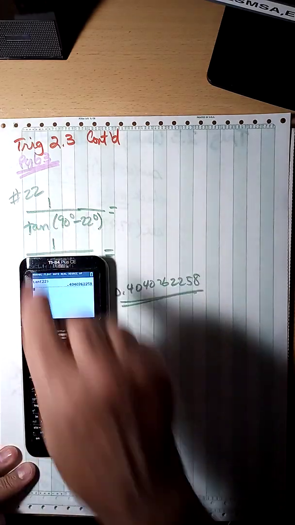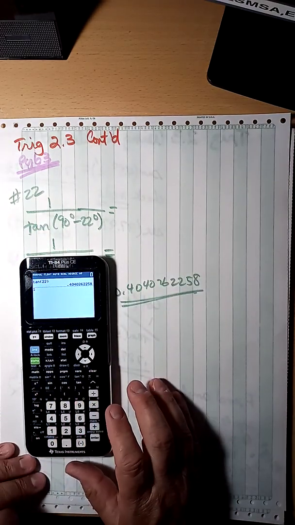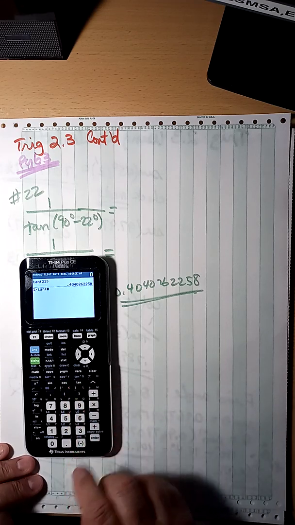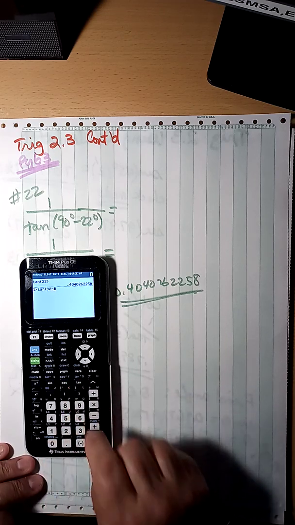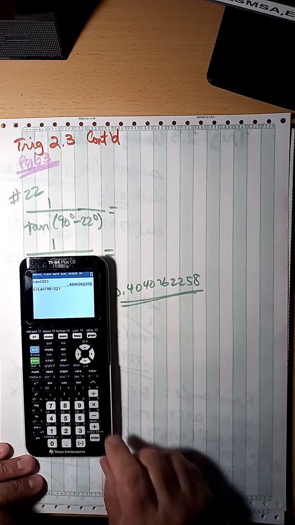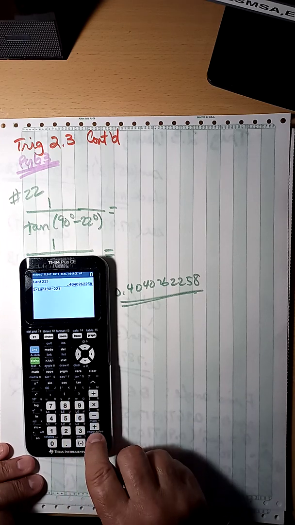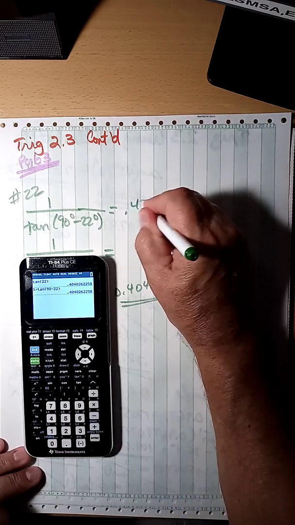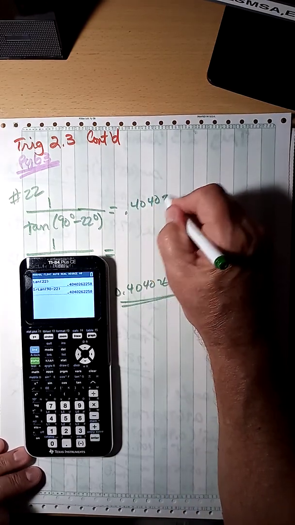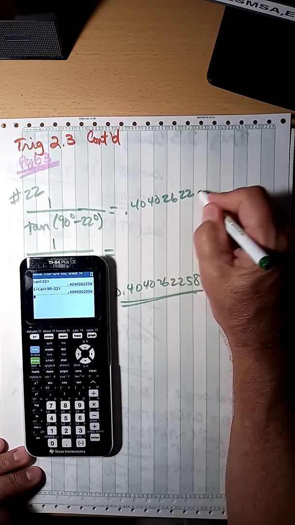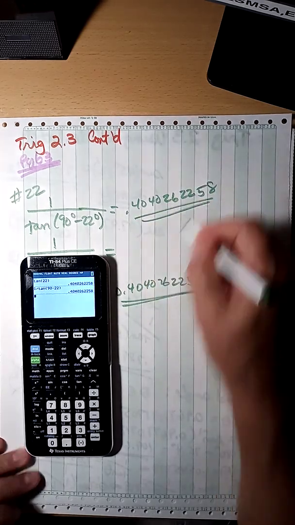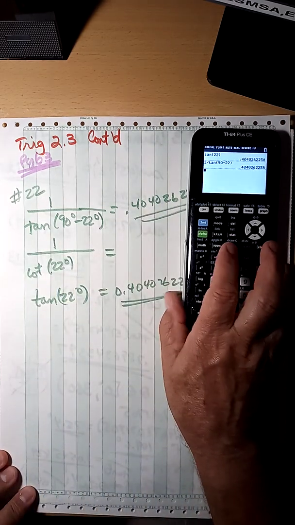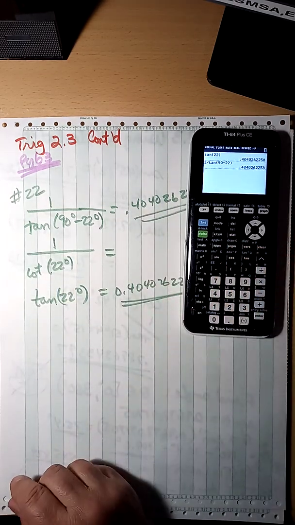Now let's try it this way at the top. 1 divided by the tangent. Then we're going to put in 90 minus 22 and calculate that. Get the same thing, 0.4040262258. So your calculator can do a lot of those calculations for you, make it a little easier.